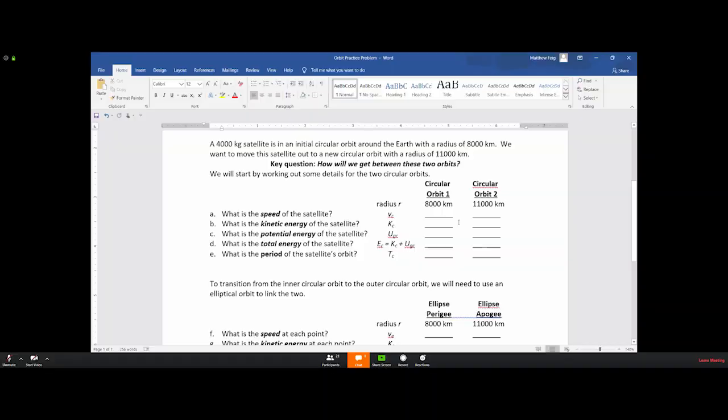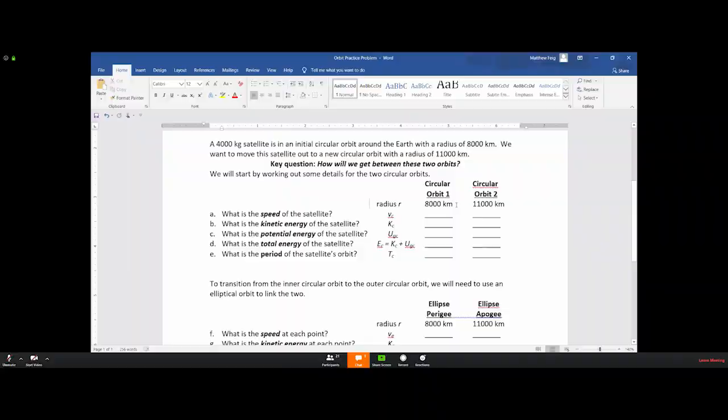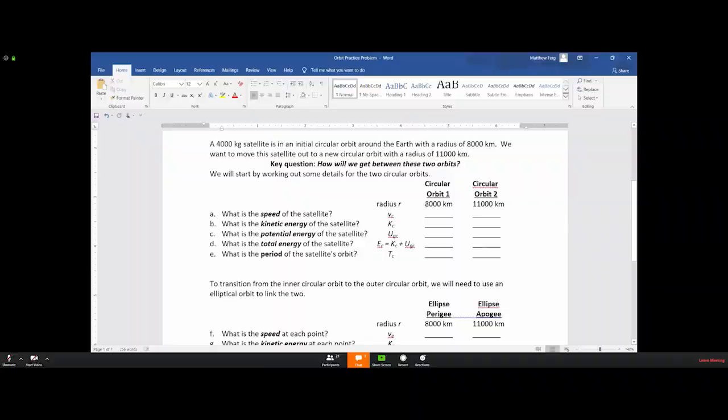So let's just go through this. I'm going to work out the equations, and then we'll pump in the numbers. And remember, I'm going to use millions of meters, or megameters, as my unit of distance. This is 8,000 kilometers, that'd be 8 times 10 to the 6th meters, and 11 times 10 to the 6 meters.